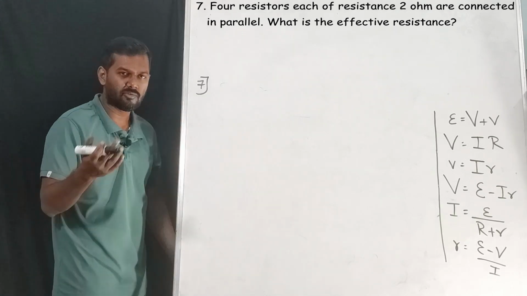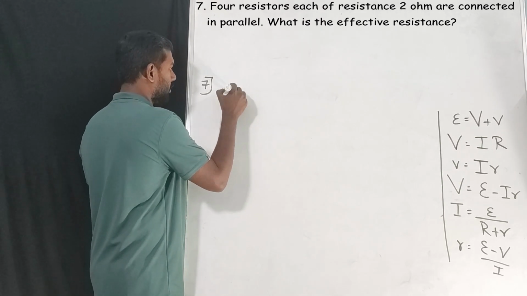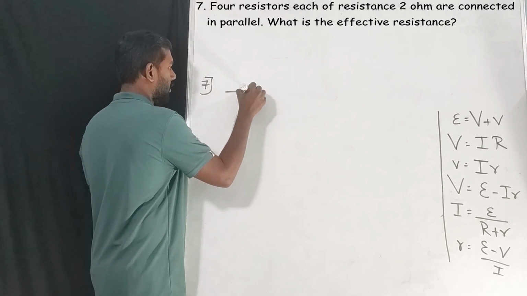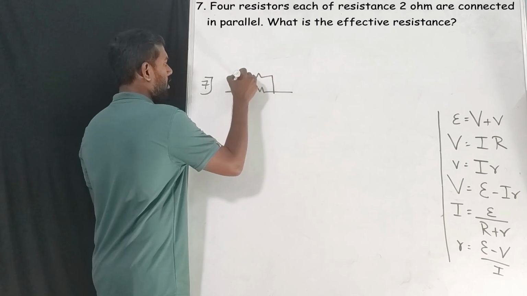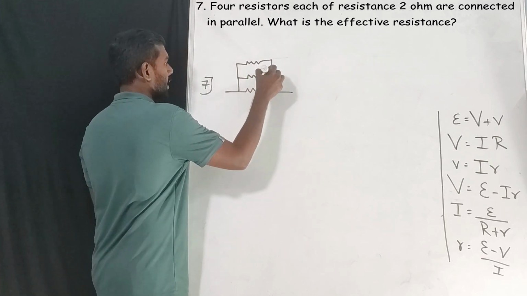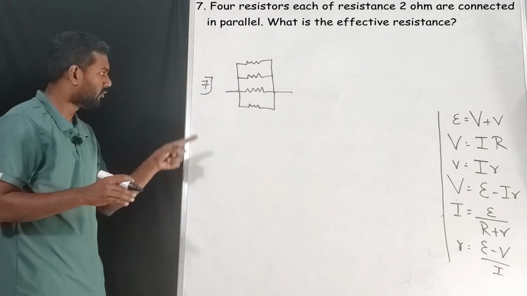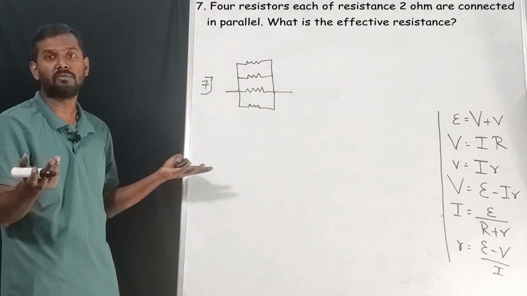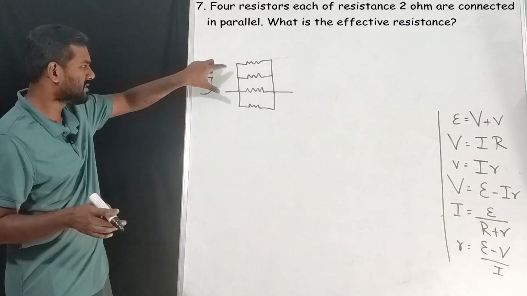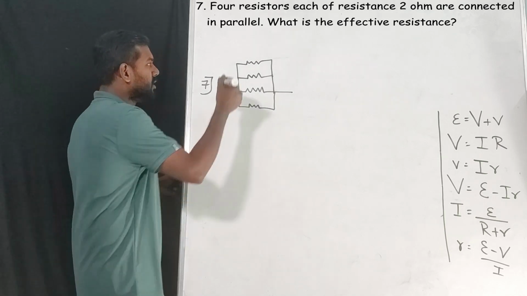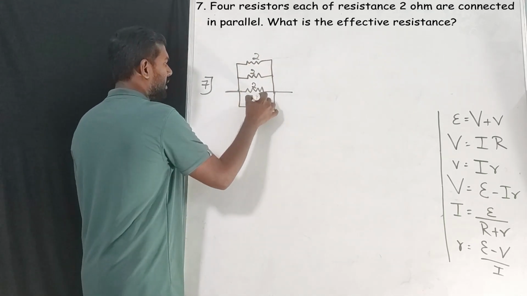Then we have to find the effective resistance. All those are connected in parallel. So there are 4 resistances, and they are connected in parallel. See, this is not the only way to connect 4 resistors in parallel. You can connect them any way, you can go for a rhombus shape, any shape is fine, but this is the simplest form to find the answer. So each of the resistors has 2 ohm resistance, correct?